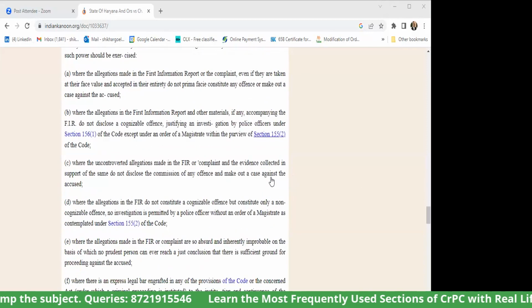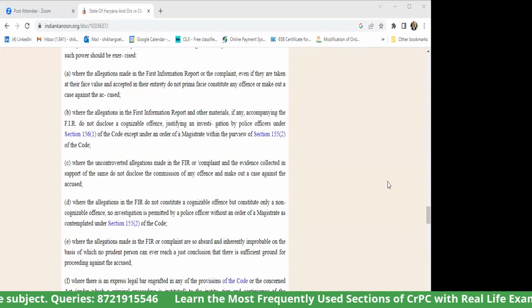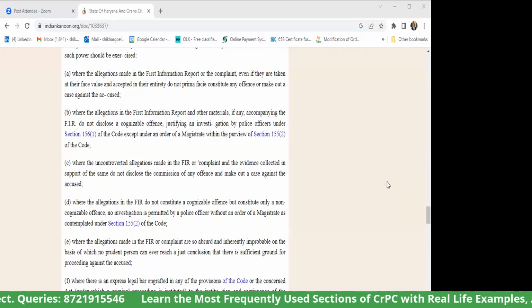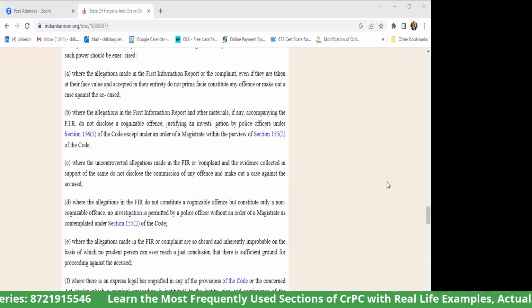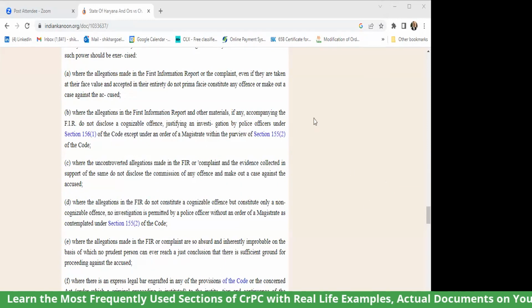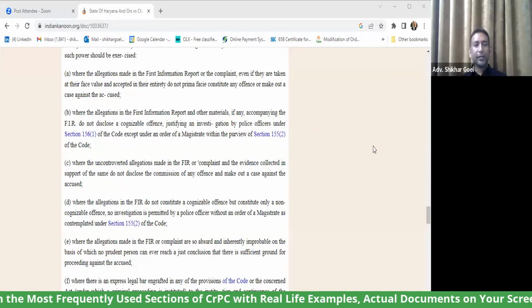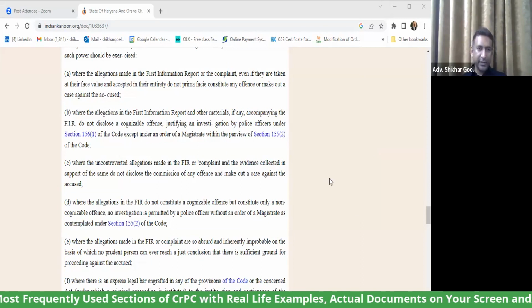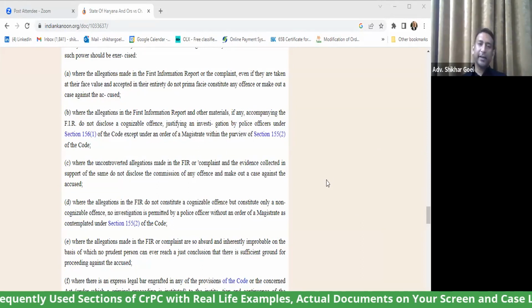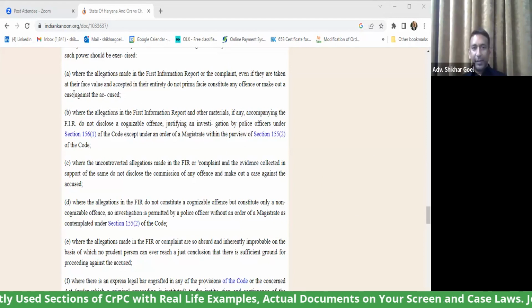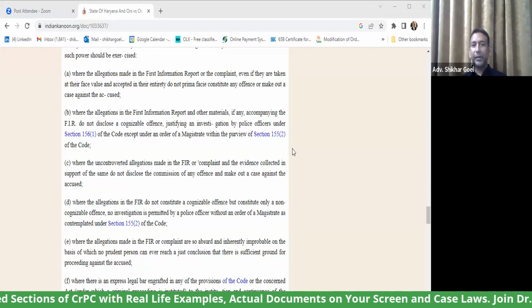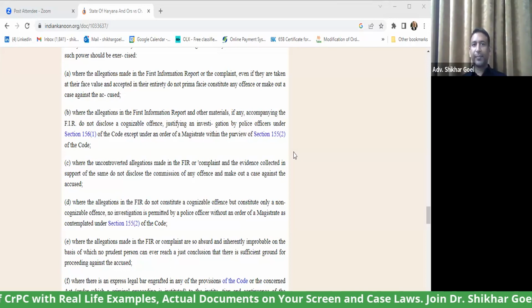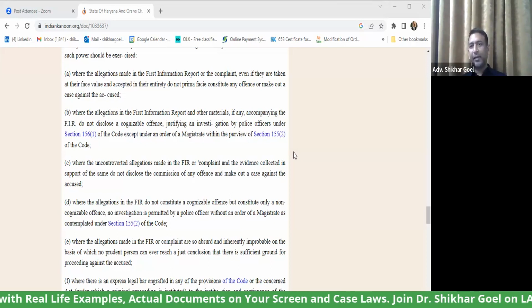Point A, where allegations made in the first information report or complaint, even if they are taken at their face value and accepted in their entirety, do not prima facie constitute any offense or make out a case against the accused. Okay, hold on a second. So guys, the first point is the first ground. You need to scrutinize your FIR and see whether on reading it prima facie any cognizable offense or any offense is being made out, any case is being made out, right?